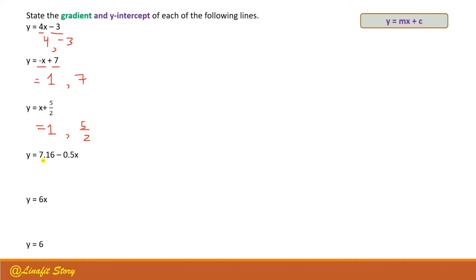y is equal to 7.16 minus 0.5x. So the gradient is negative 0.5 and the y-intercept is 7.16. y is equal to 6x. So the gradient is 6 and the y-intercept is 0. And the last one, y is 6. So the gradient is 0 and the y-intercept is 6.